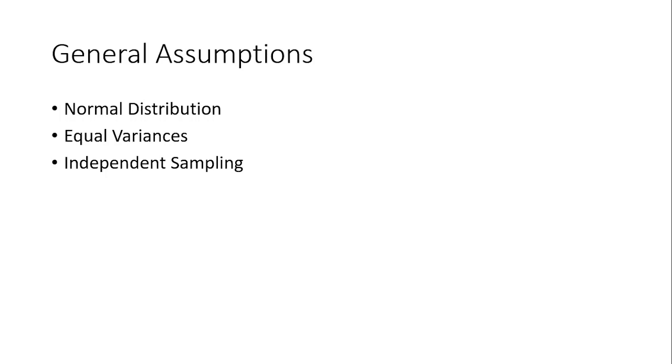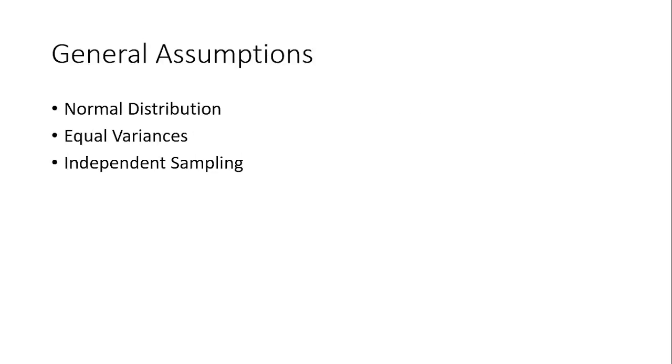That your data has normal distribution. Your variance, the square of sigma, the square of your standard deviation, are equal, and you would have independent sampling assumptions. These vary from test to test, so I will be talking specifically for each test.